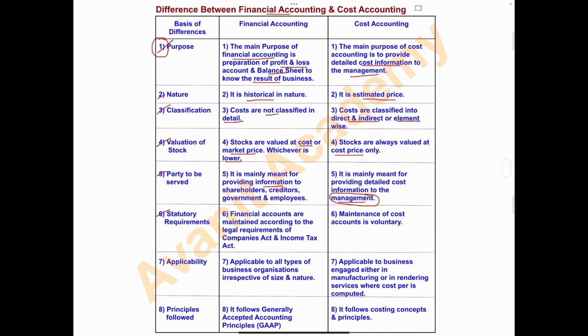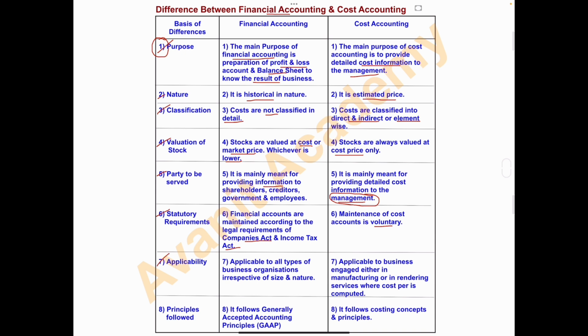Sixth point is statutory requirements. In financial accounting, financial accounts are maintained according to the legal requirements of Companies Act and Income Tax Act. But here in cost accounting, maintenance of cost account is voluntary. Here the financial reports or the financial accounts are prepared according to the Companies Act and Income Tax Act. But here it is prepared voluntarily.